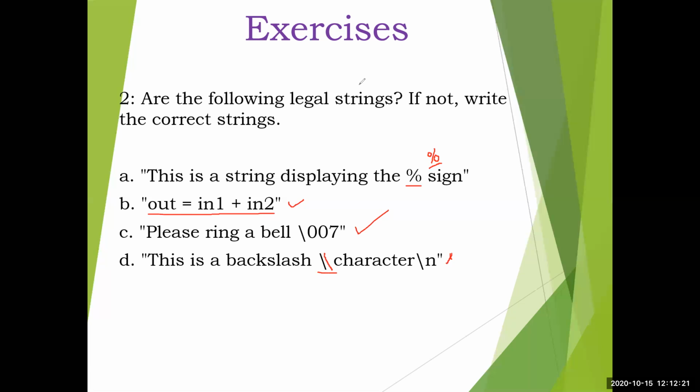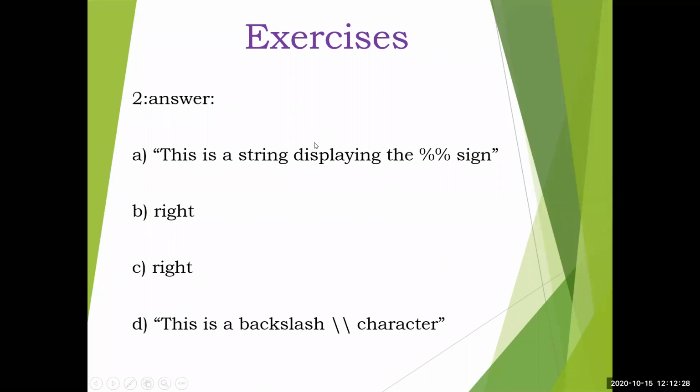You have learned this in lexical conventions. So we'll verify our answers. Okay, this is a string displaying the percentage sign. 2% is added, these two are right. Then this is a backslash character, so one more slash is added, so it is corrected. Clear? Okay, we'll go for the next now.